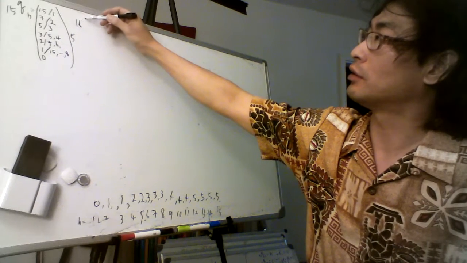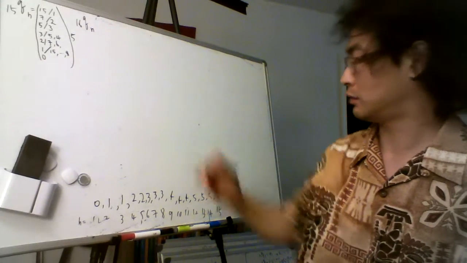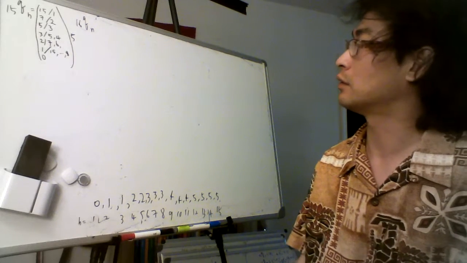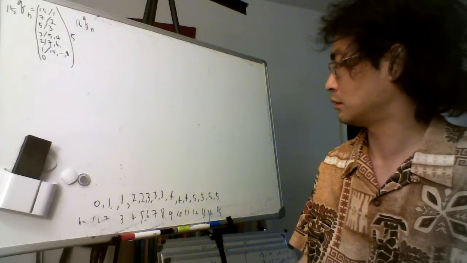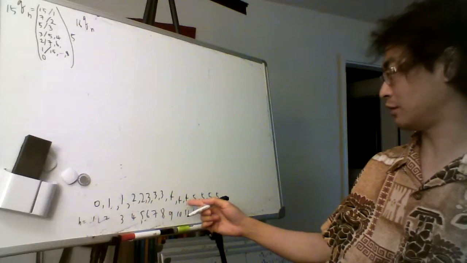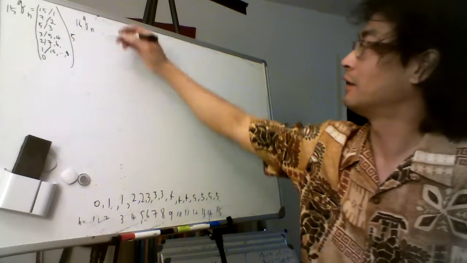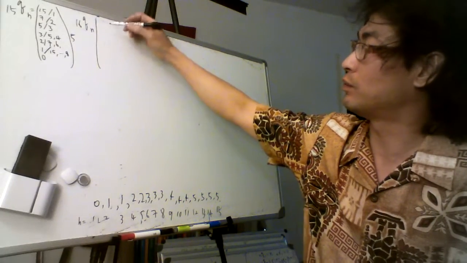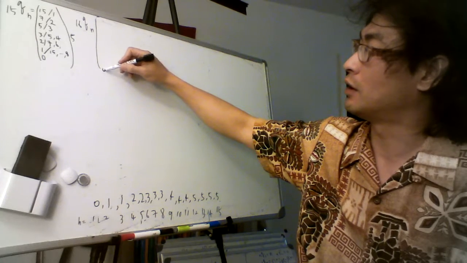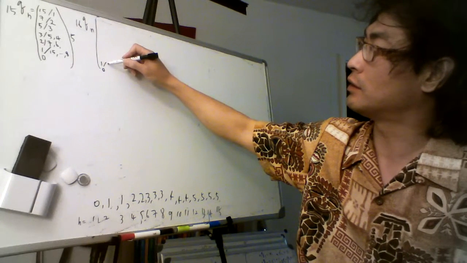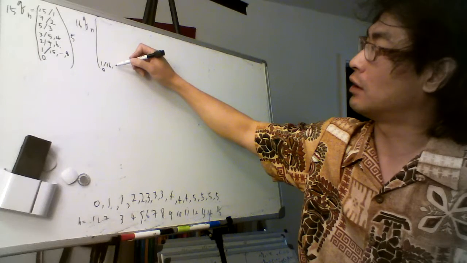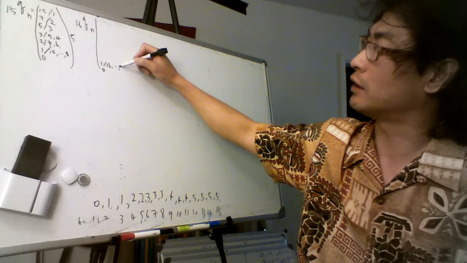16, Q, N. Do you see any pattern here? I don't. That's why we just keep making examples like this, okay? So 0, 1 divided by 16, all the way to 9.